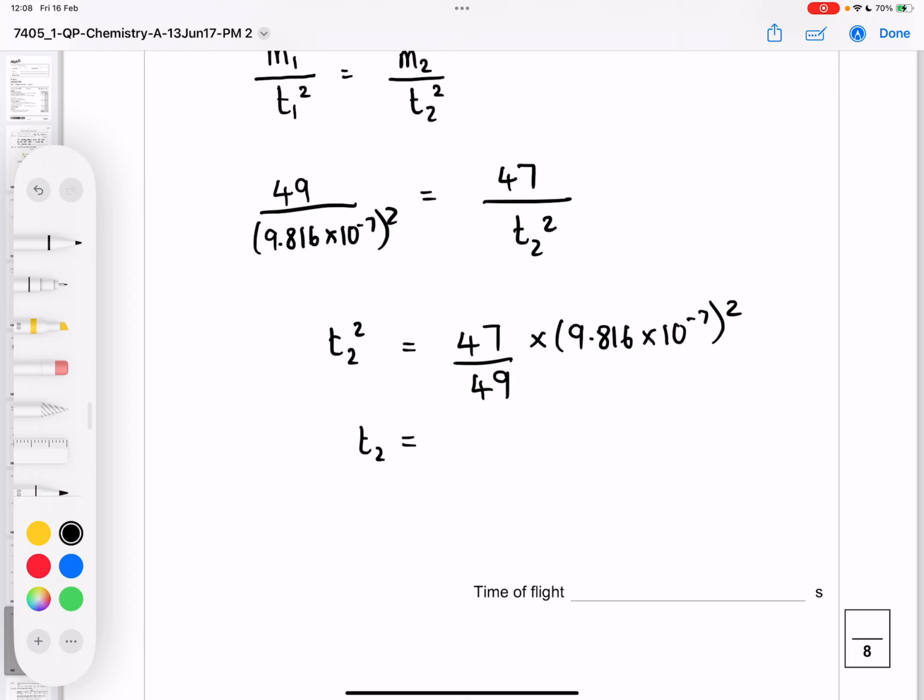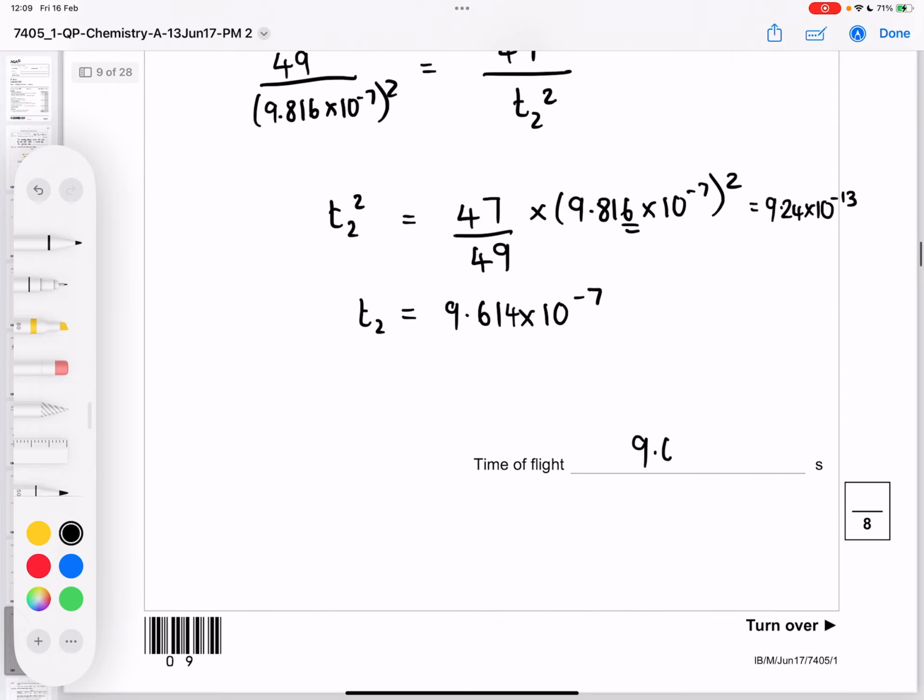So if we were to type all that in our calculator, 47 divided by 49 times by 9.816 times 10 to the minus 7 squared, we're getting 9.24 times 10 to the minus 13. And then if we square root that answer, then we're going to get 9.61 times 10 to the minus 7. Now, they did actually give this to a fourth significant figure, so I might do that as well. And if I do, I get a 4 on the end there, 9.614 times 10 to the minus 7. You could have gone about that a different way, but would have required a lot more conversions of the units.